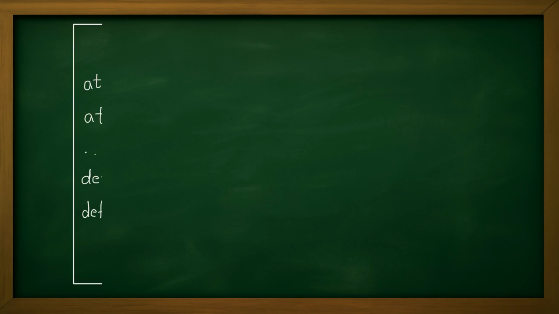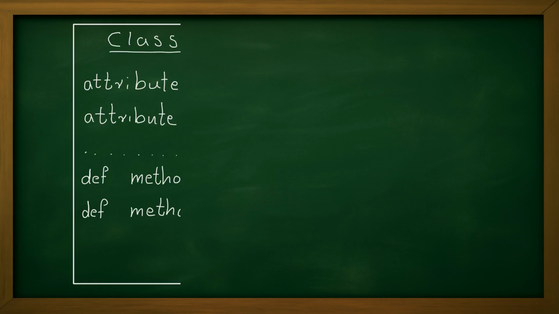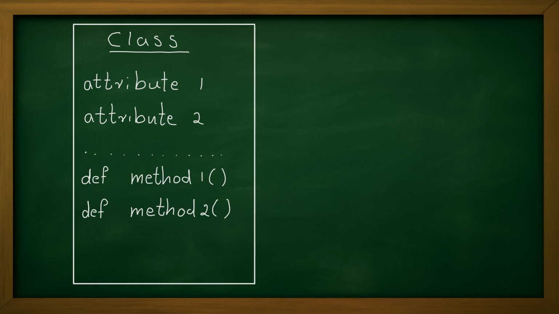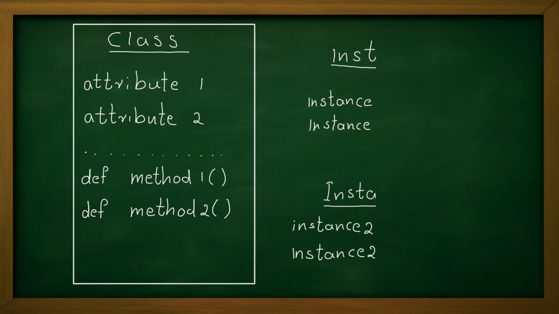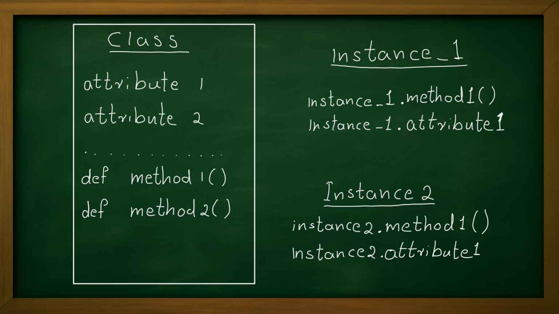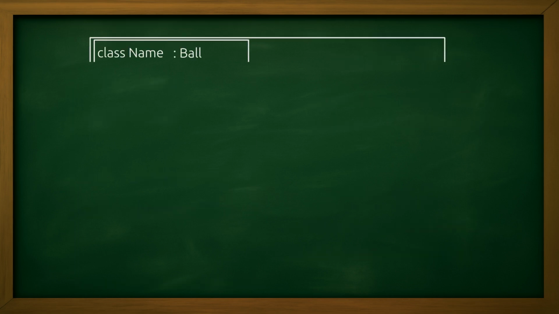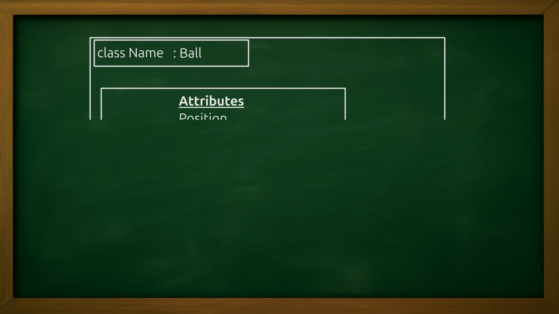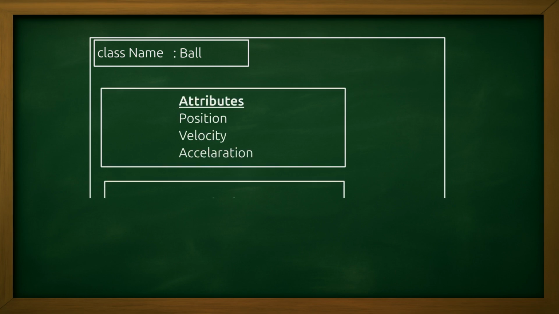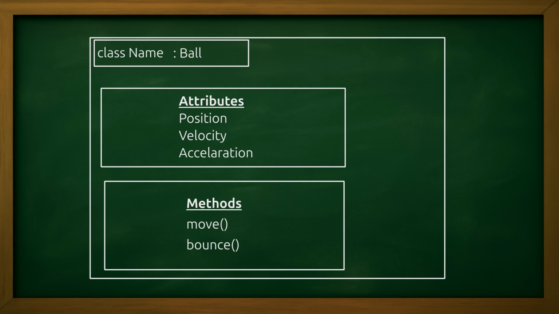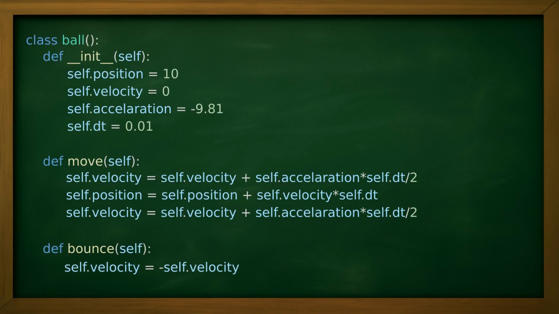Classes in Python let us group related data and functions into a single structure. They act like blueprints for creating objects with specific properties and behaviors. For example, a ball class can have attributes like position, velocity, and methods like move and bounce. We define a class using the class keyword followed by the class name.